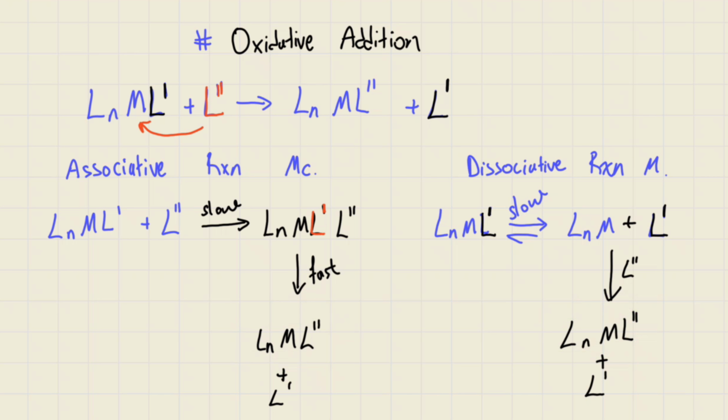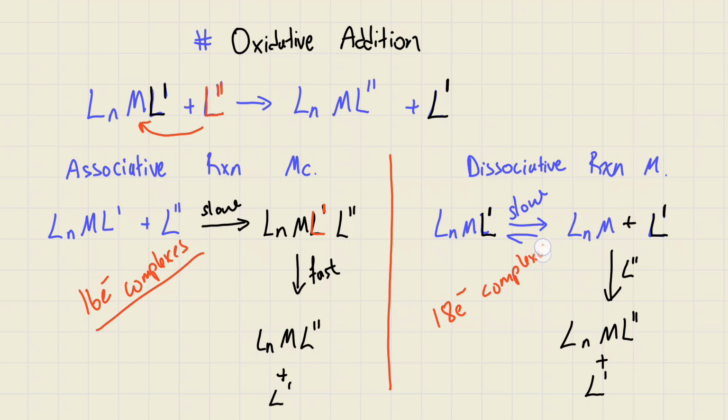So the first reaction, the associative reaction mechanism, is preferred by the 16 electron complexes, and the dissociative mechanism is preferred by the 18 electron complexes. The reason is that the metal center cannot take more electrons, therefore 18 electron complexes prefer the dissociative reaction mechanism.